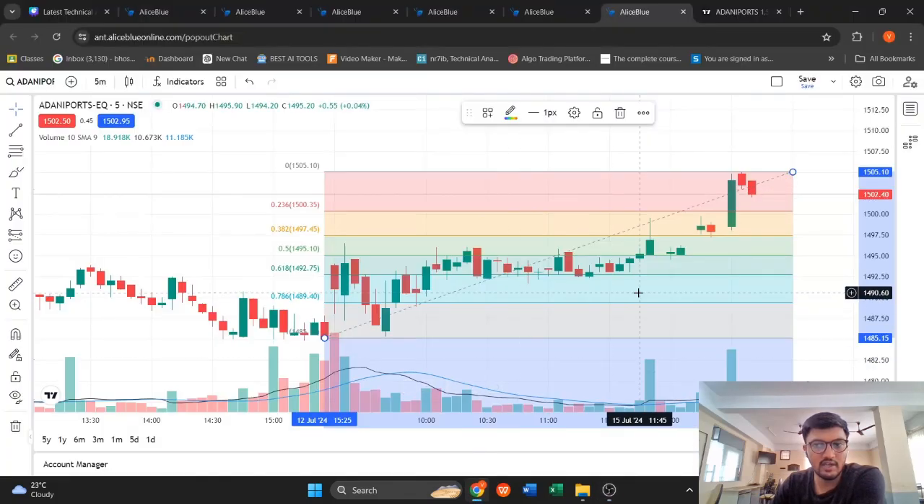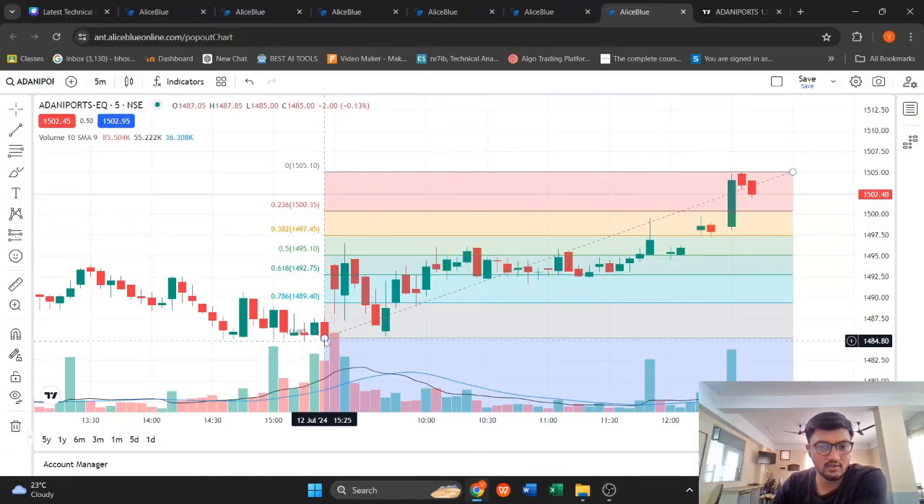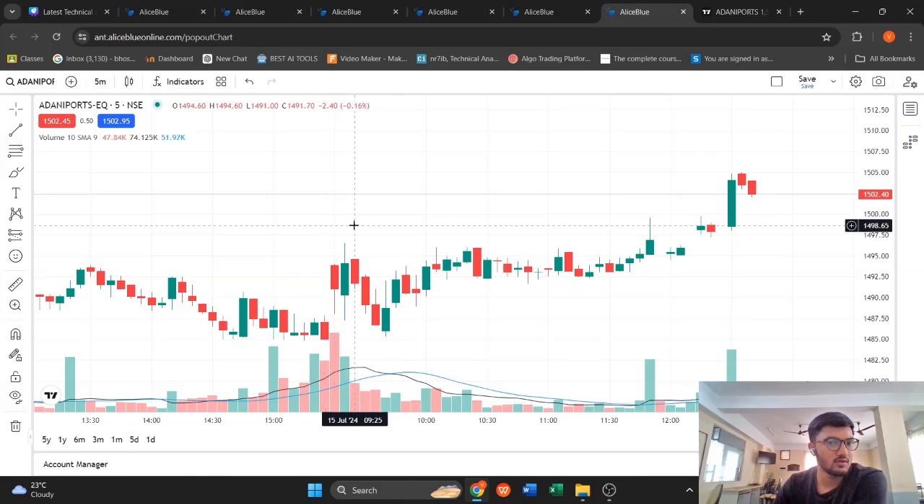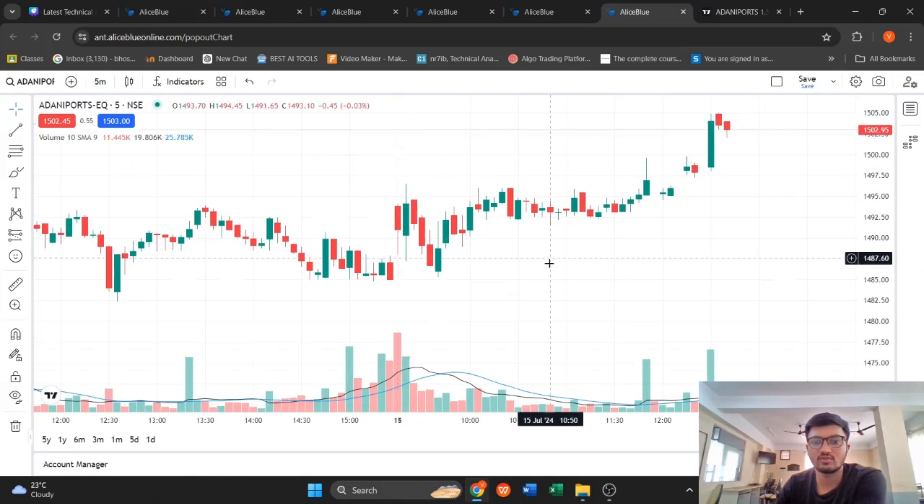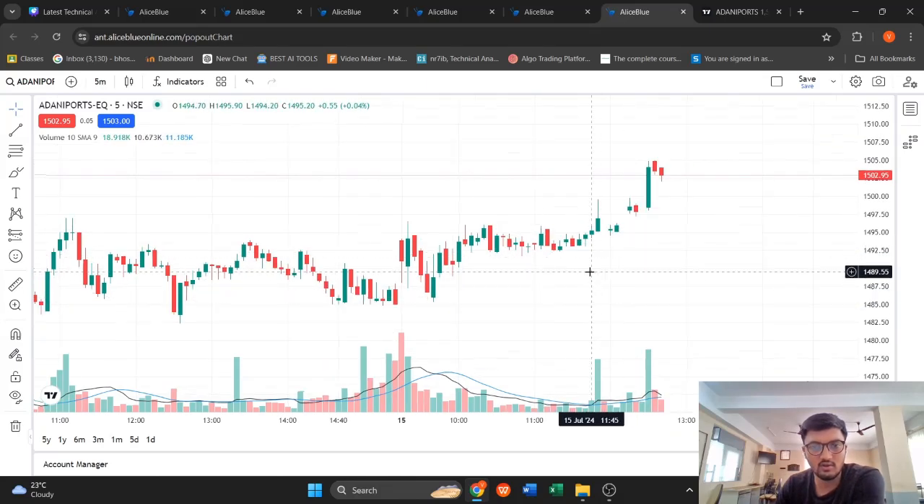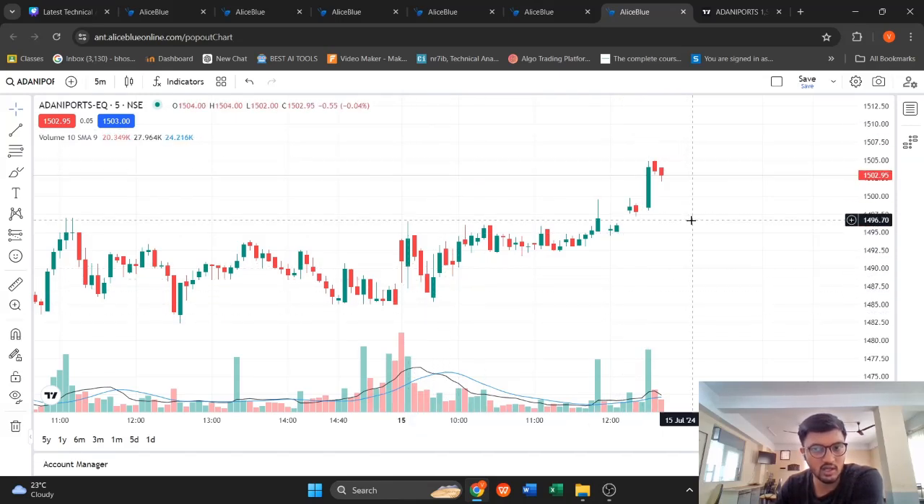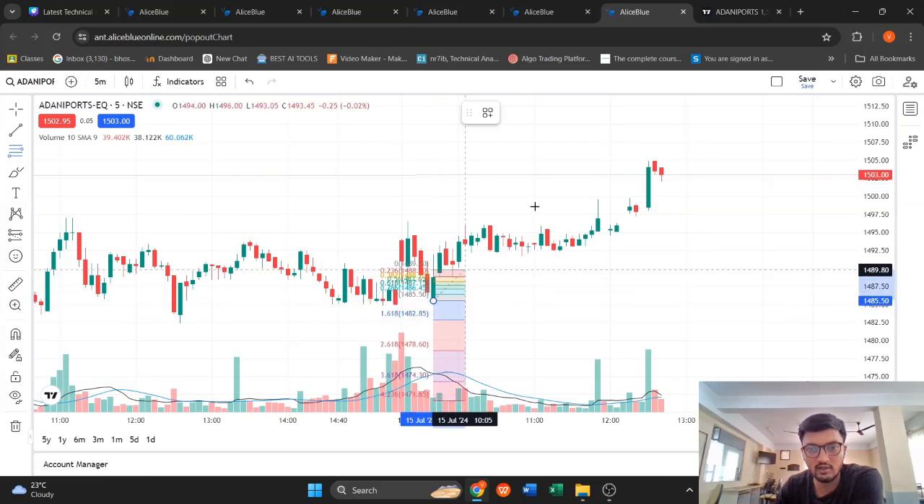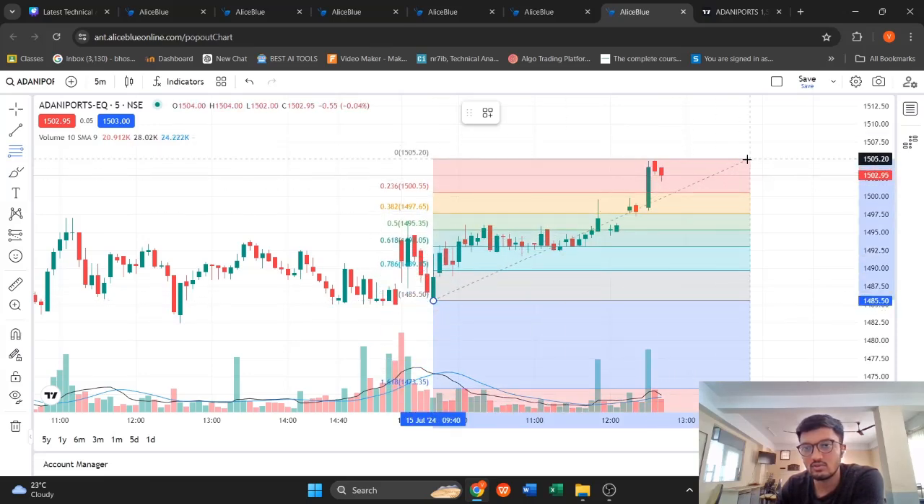So now I'll show you a live example of Fibonacci retracement. This is Adani Ports. In order to analyze a stock or index based on Fibonacci, you need to capture the two swings, the lower swing and the higher swing. So you can identify the high and low of a particular asset. So yeah, this is the recent low and recent high.